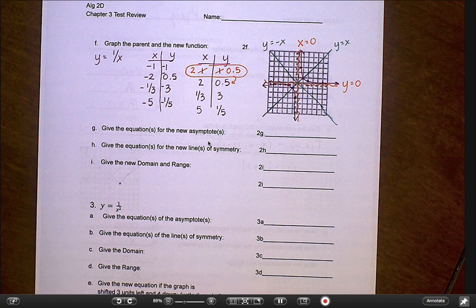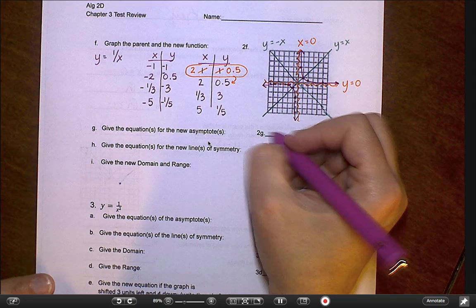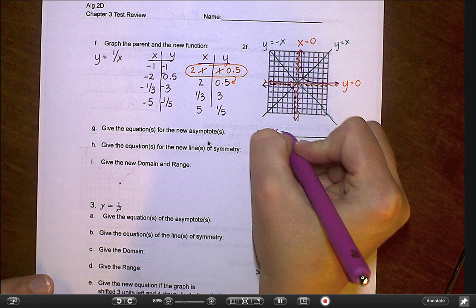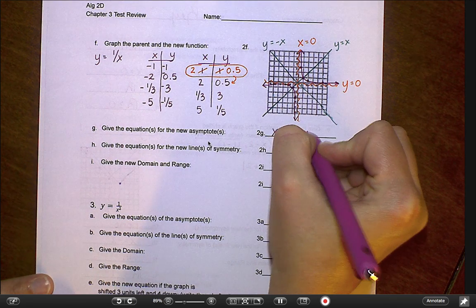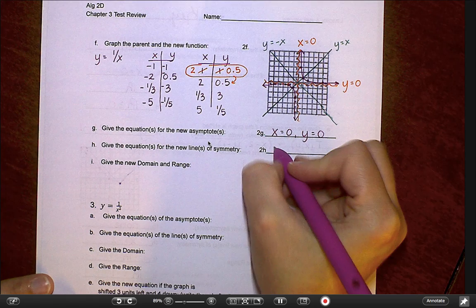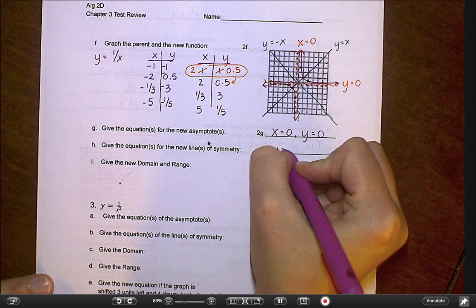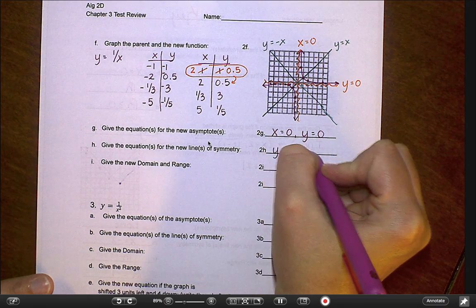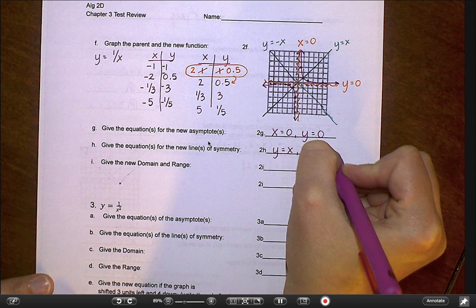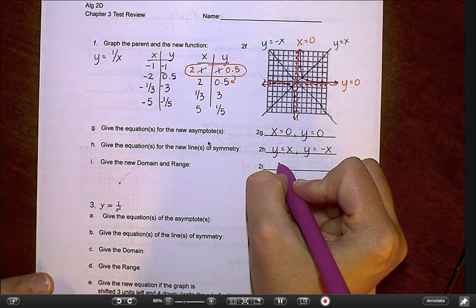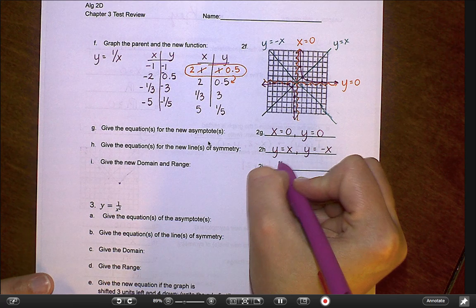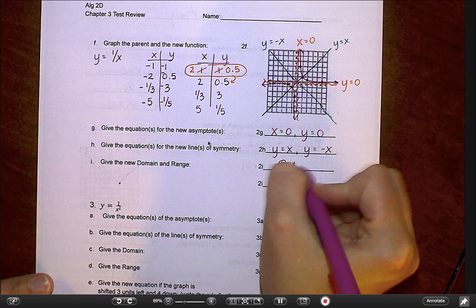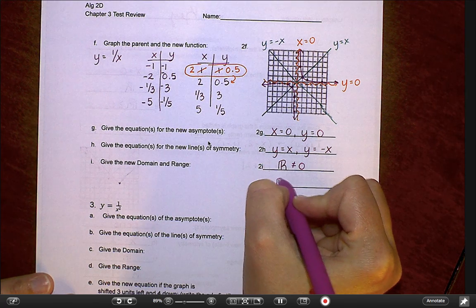So that's why these next couple questions are kind of lame, because the new asymptotes are going to be right where the old asymptotes were. The new lines of symmetry are going to be right where the old ones were. So y equals x, y equals negative x. And my domain and range are going to stay the same too. Domain is all reals except 0. Range is all reals except 0.